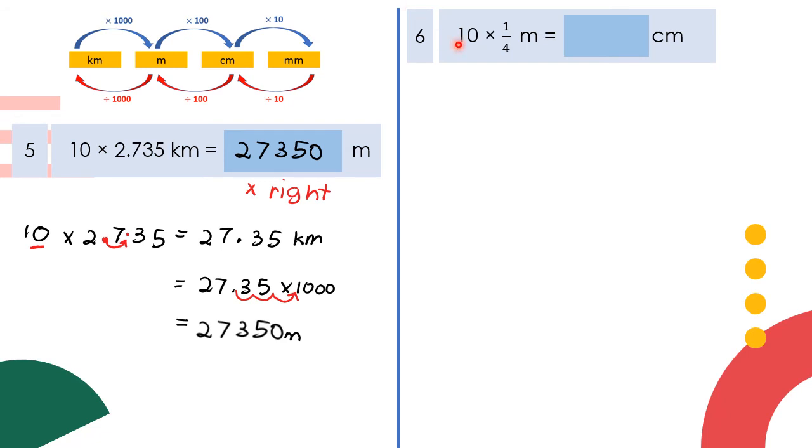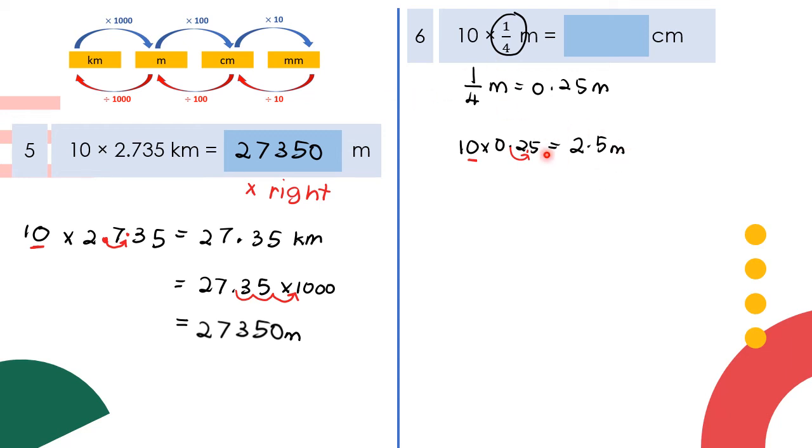Okay, 10 times 1/4 m equal to cm. Now look, we have fraction 1/4. 1/4 we can convert into decimal number. 1/4 m equal to 0.25 m. Now we can solve 10 times 0.25. So we have 1 zero. So we can move the decimal point one step to the right. So you got the answer 2.5 m.